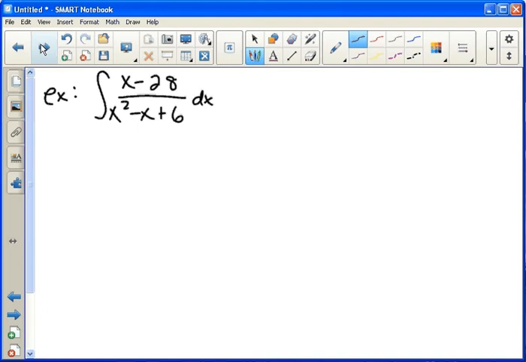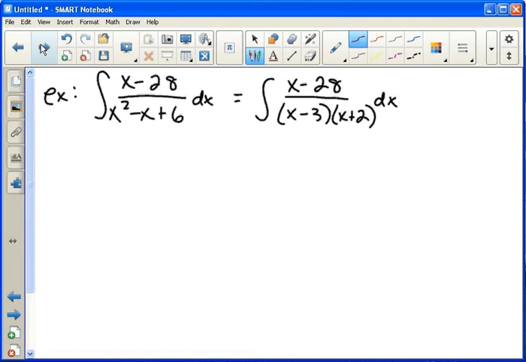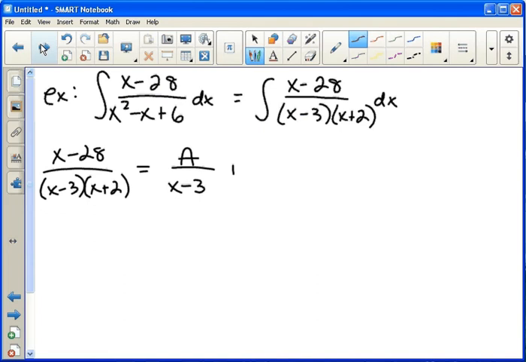So the first step we need to do is factor the bottom. Let's see, it'll be x minus 3, x plus 2. Okay, I believe that's correct. Yes. So now I'm just going to ignore the integral for a second and just try to decompose this fraction. We'll put the integral back on in a minute. And that's going to be equal to a over x minus 3 plus b over x plus 2. And again, we want to multiply everything by the common denominator, which is just this denominator over here.